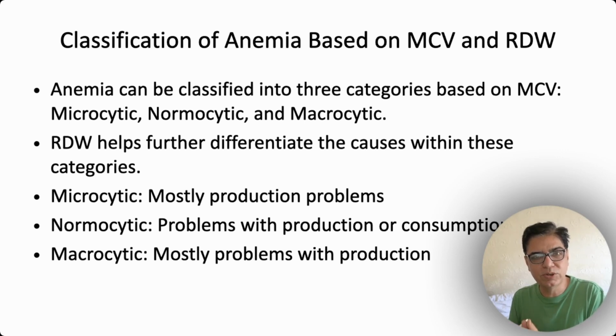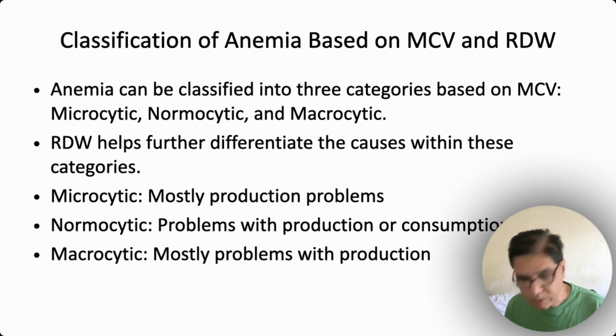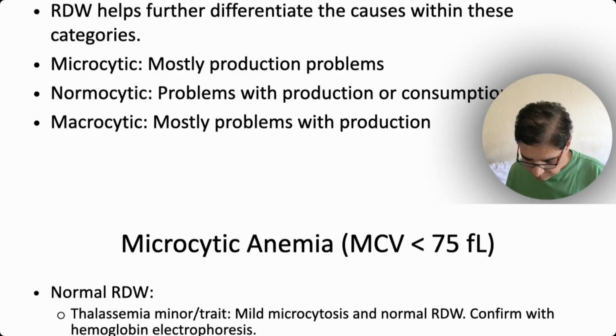So if you've got a consumption problem, like where the RBCs or the hemoglobin is being destroyed, broken down, you mostly would be seeing normocytic anemia. So again, it can go either way, production or consumption. Macrocytic, again, most of the times they tell you that the problem is with the production. So microcytic and macrocytic are mostly production problems, and normocytic can be production as well as consumption problems. So we've got now 6 categories, and we'll move one by one, and then I will show you a sort of an algorithmic approach to that as well.